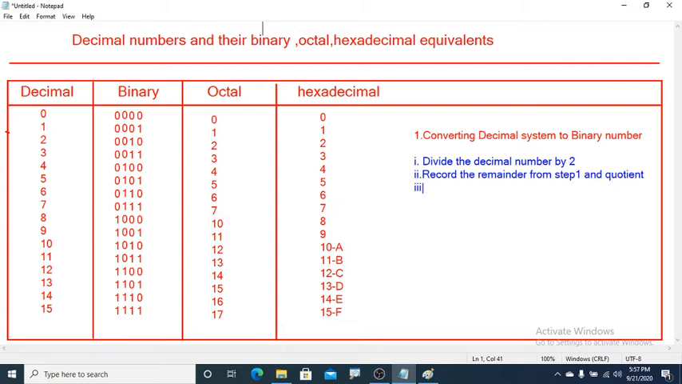Now step 3: divide the quotient of the dividend number by the new base. Note down the remainder as the next digit. Record the remainder from step 1 and the quotient. Again repeat step 1 and step 2 until the quotient becomes 0.